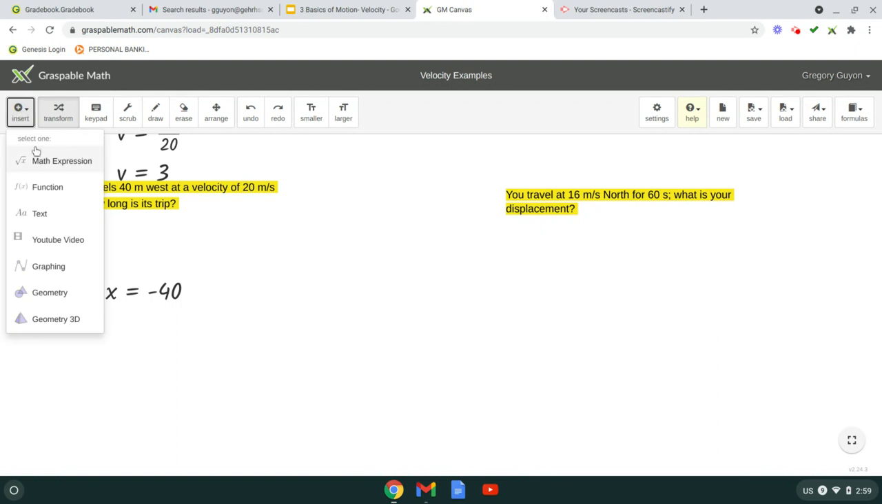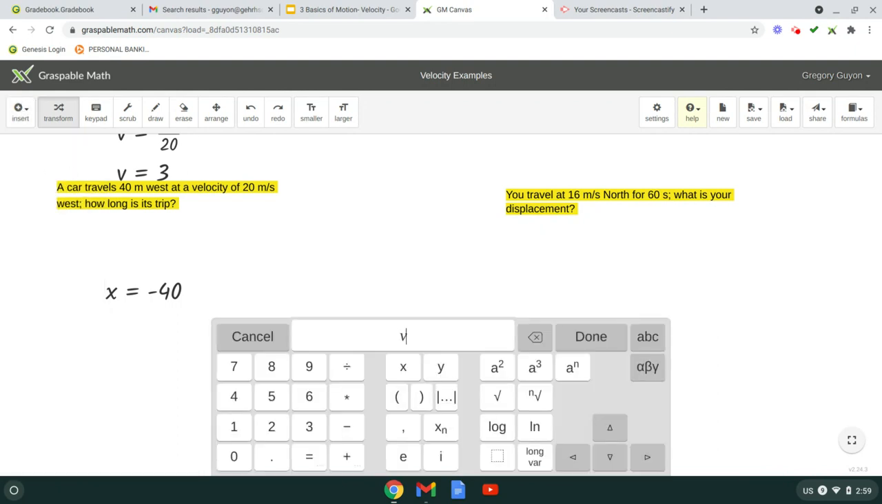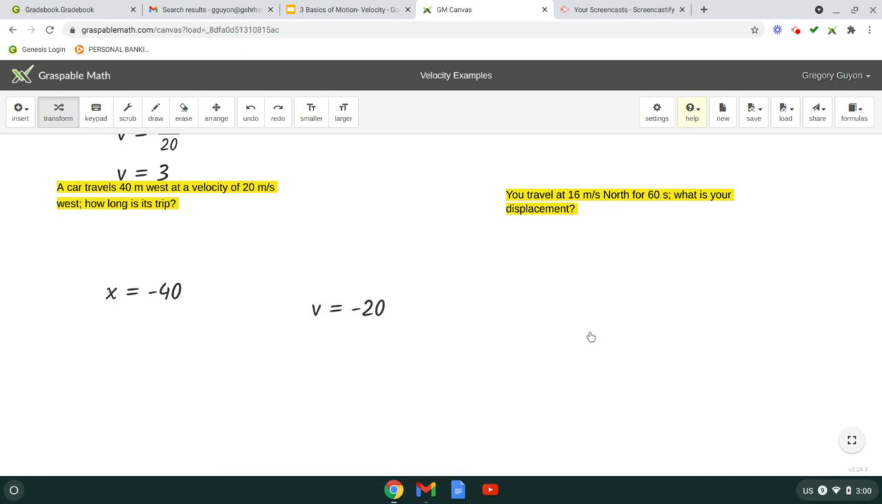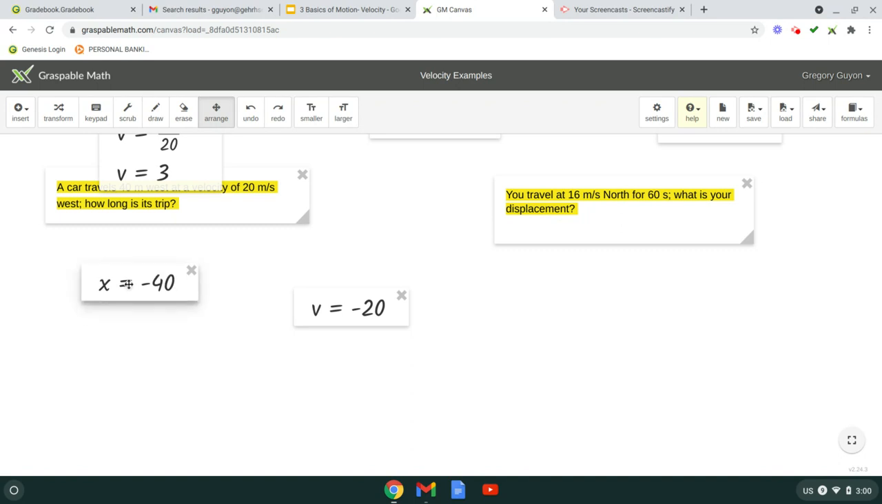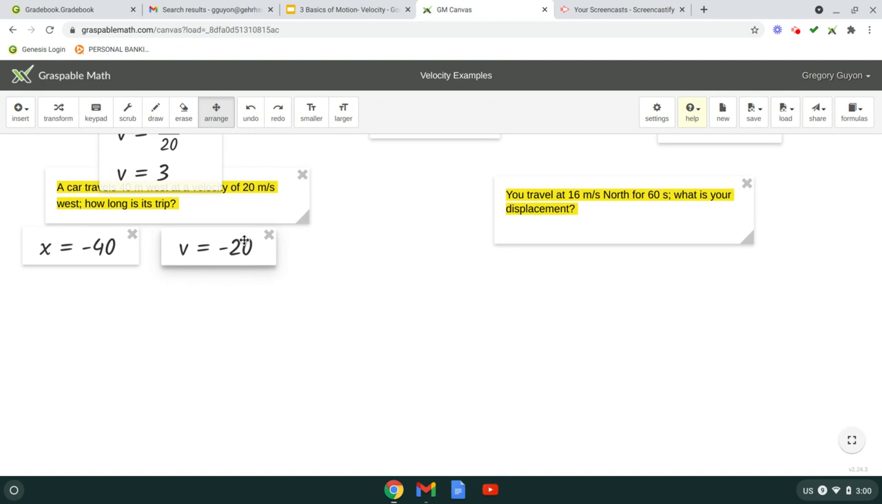And our velocity is equal to negative 20. Okay. And just make sure that you use lowercase v for the velocity. So they're in kind of random spots, so I'm going to just move them so that they're nice and neat. Okay. And I did that by clicking Arrange and then moving them that way.